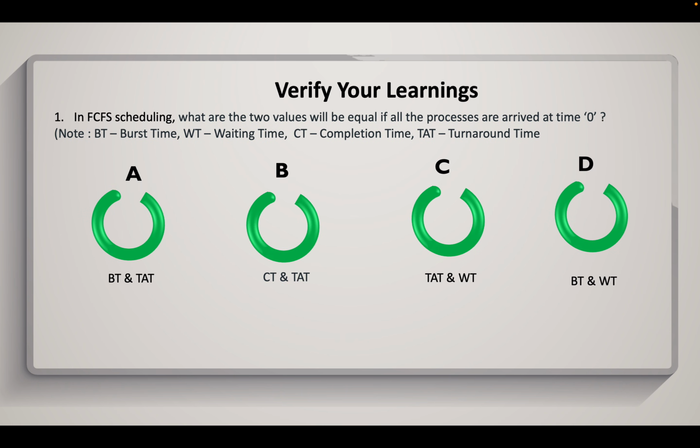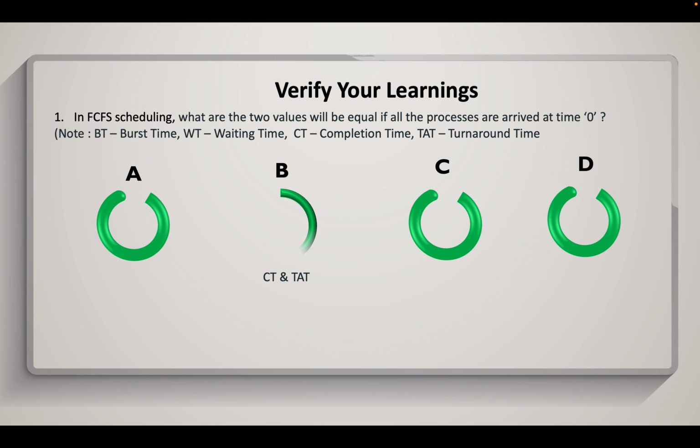Verify your learnings. In FCFS scheduling, which two values will be equal if the processes have arrived at time 0? Suppose all the processes arrived at time 0, which two values will be equal? Completion time and turnaround time.